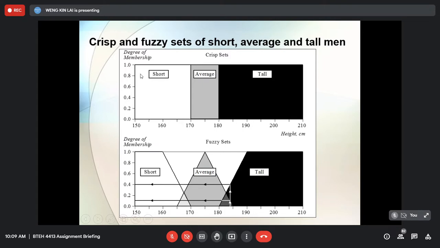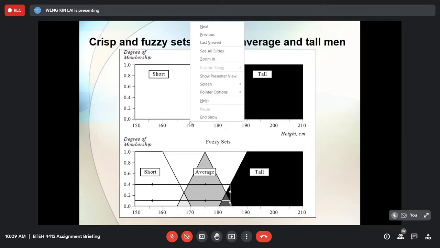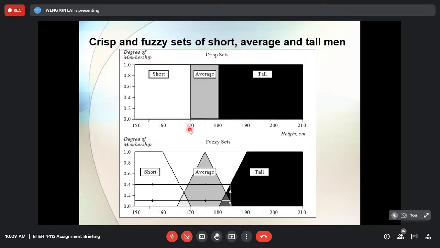For the crisp set, you can see short is anything less than 170 over here, and then average will be between 170 and 180, and then tall will be 180 to 210. Now, if you look at it closely as a person, you will find that this is maybe not so accurate, which is not fair. You say, I'm only 181, you call me tall; I'm 179, for example, and you say that I'm considered average, I'm not tall.